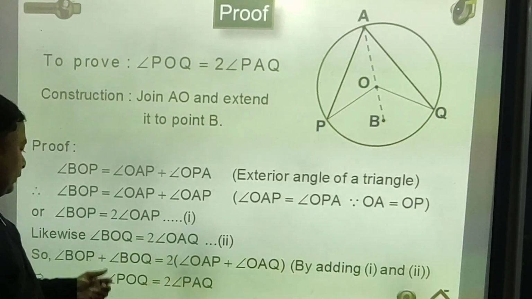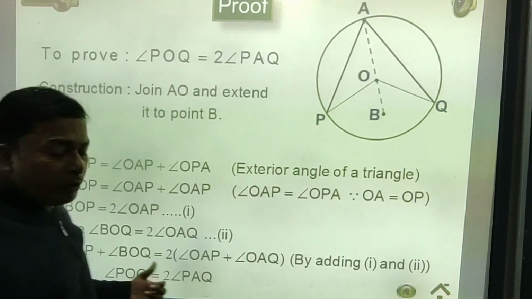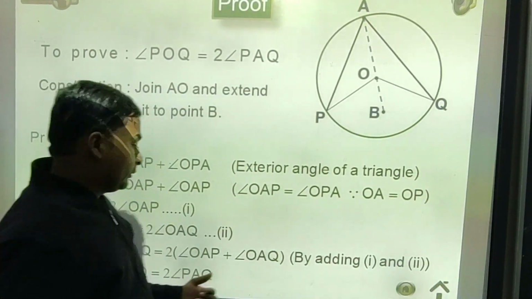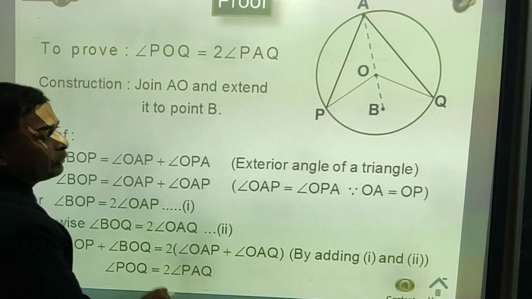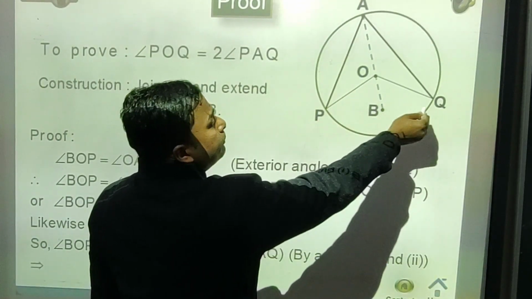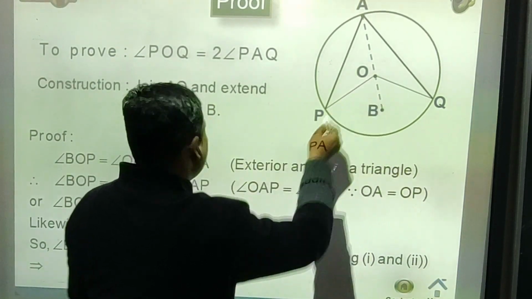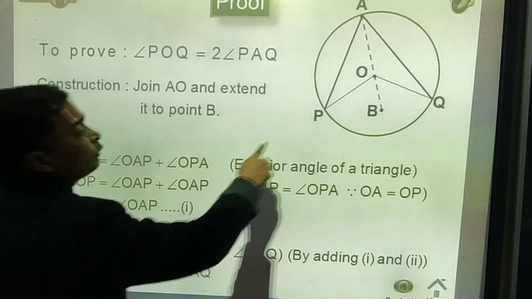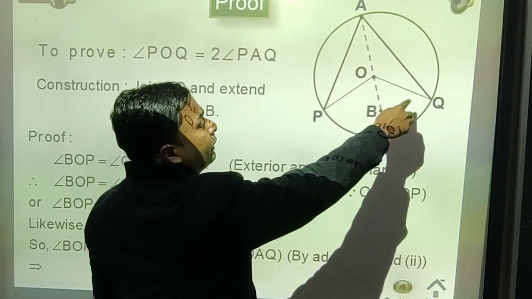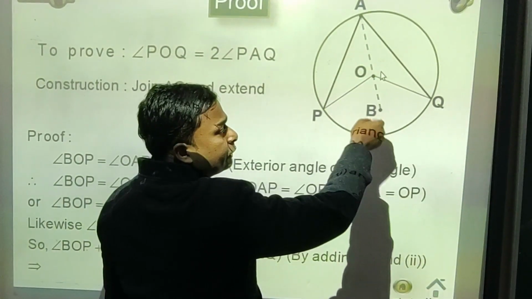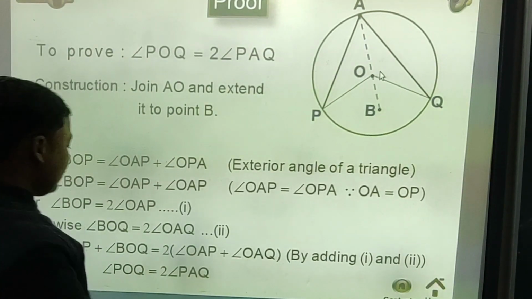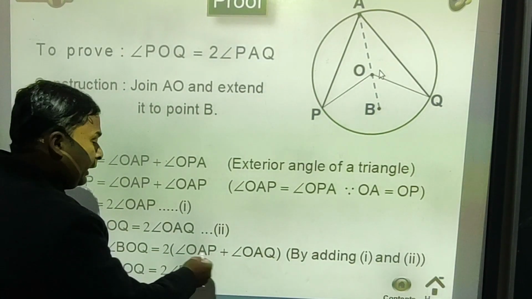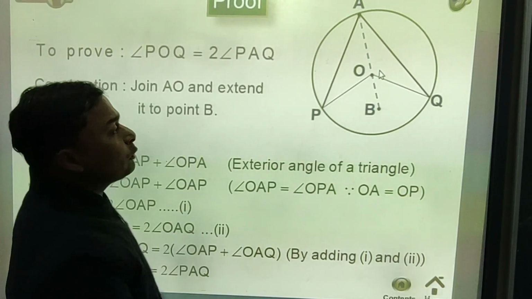Clear or not? Yes. So if we add angle BOP plus angle BOQ, what will you get? BOP is already calculated here as 2 times OAP, and BOQ is equal to 2 times QAO. Clear? The same thing is written as 2, and what is the sum of OAP plus OAQ?